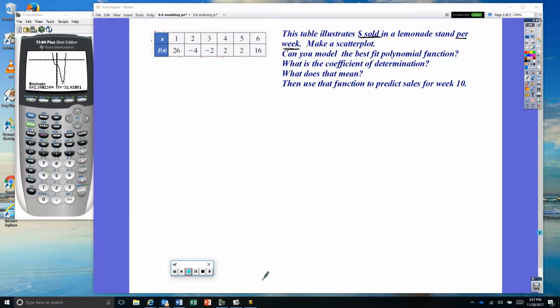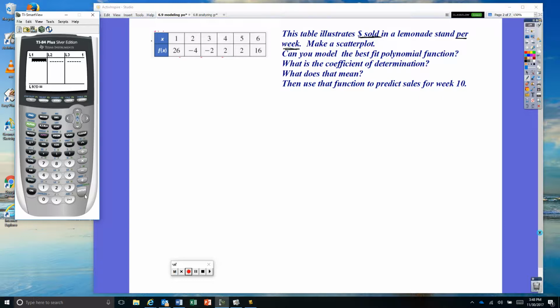Alright, so since it says that we need to make a scatter plot of this, we're going to have to put this in our calculator. So in your calculator, first press your y equals. Clear anything out that you have, and then press your stat key and edit. Whatever you have in there, you want to go up onto list 2, clear, enter, and the same with list 1, clear, enter.